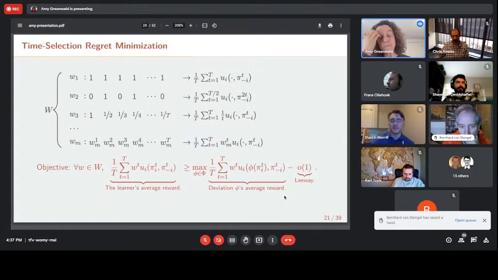So one more concept we need before we can get into our new stuff, and that is the idea of time selection regret minimization.